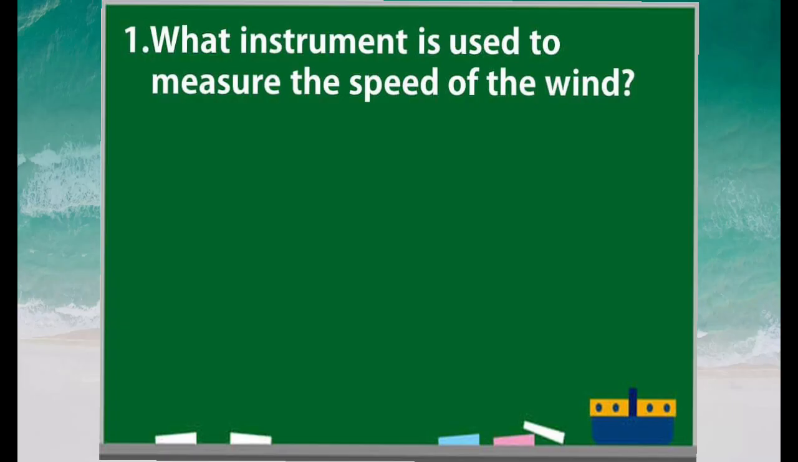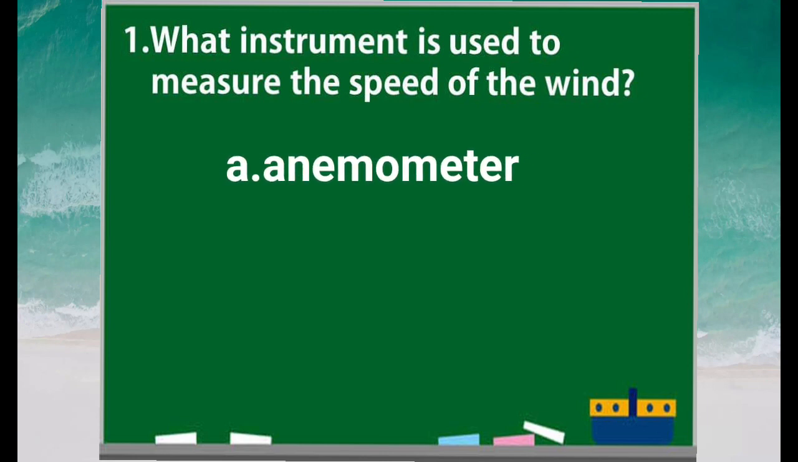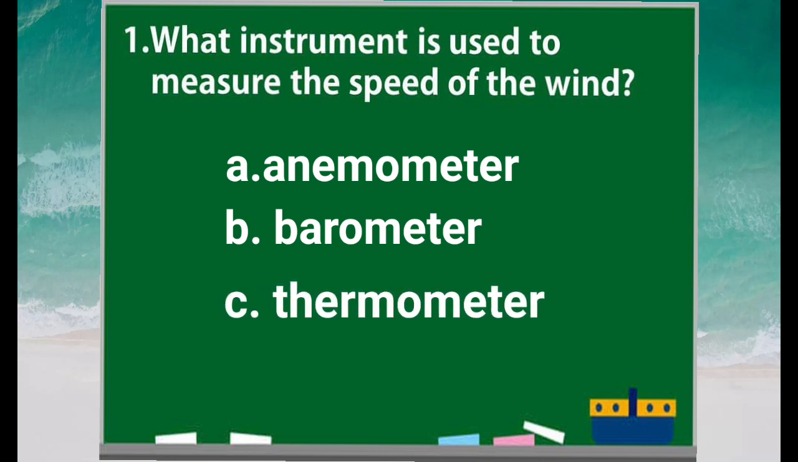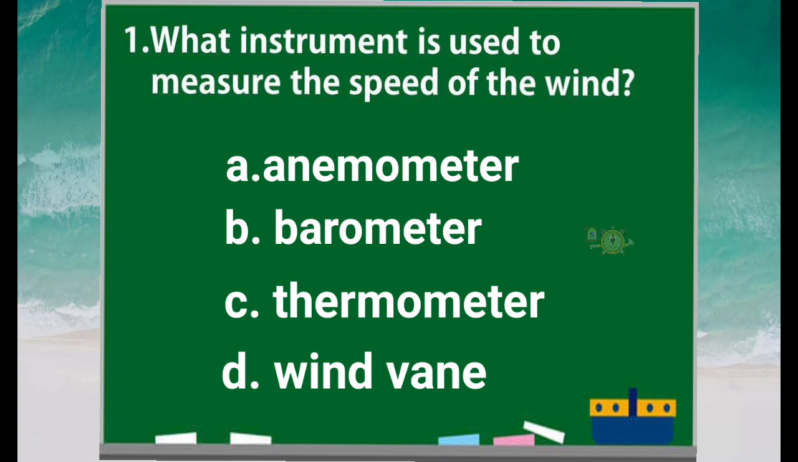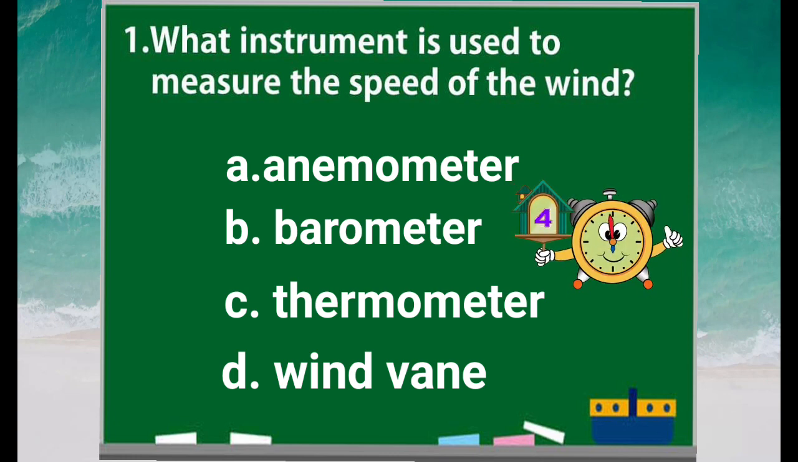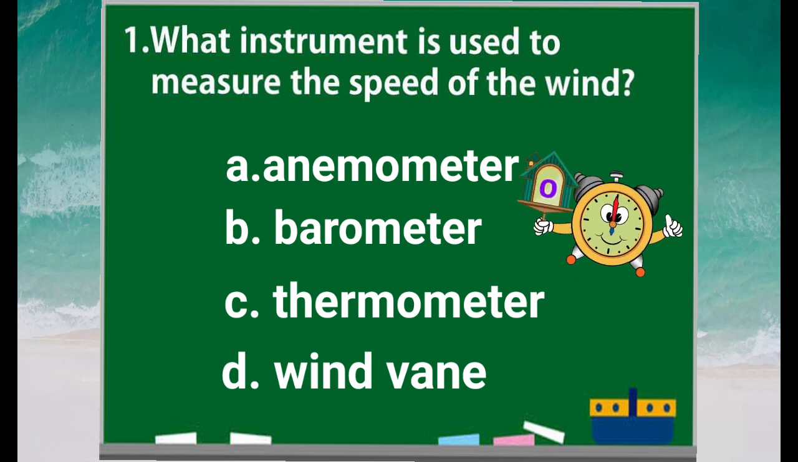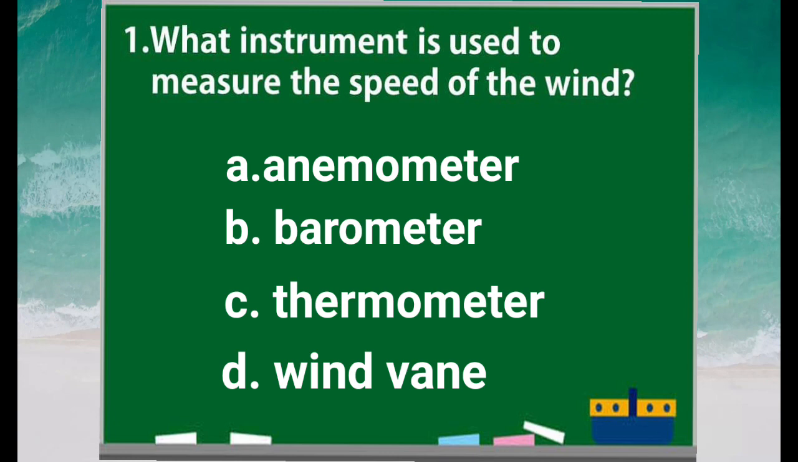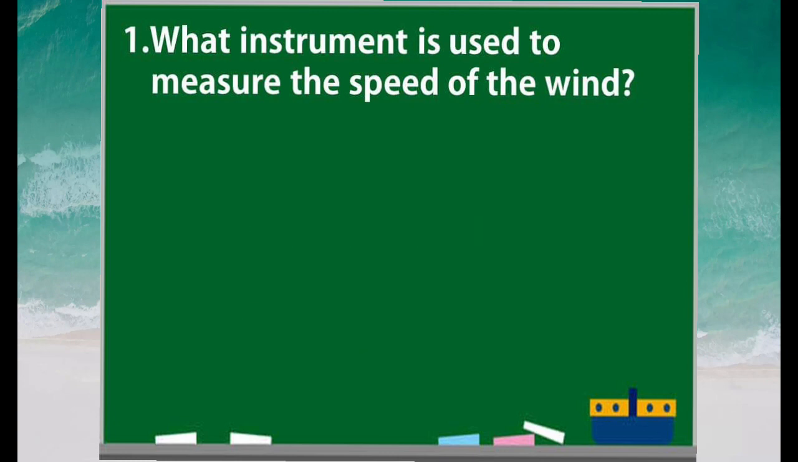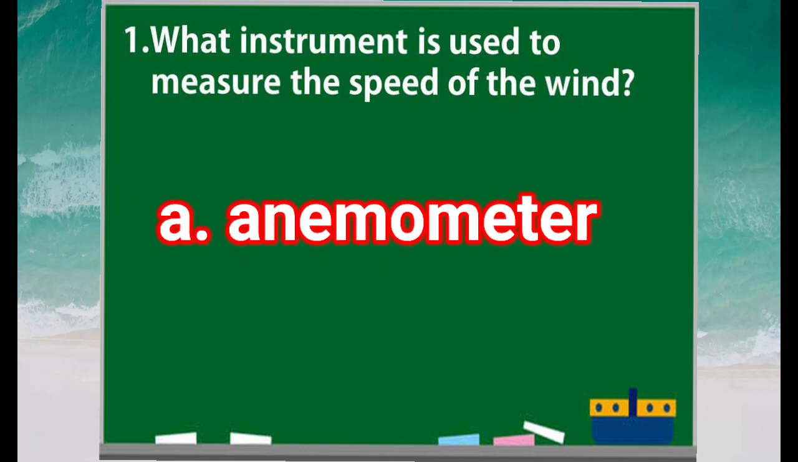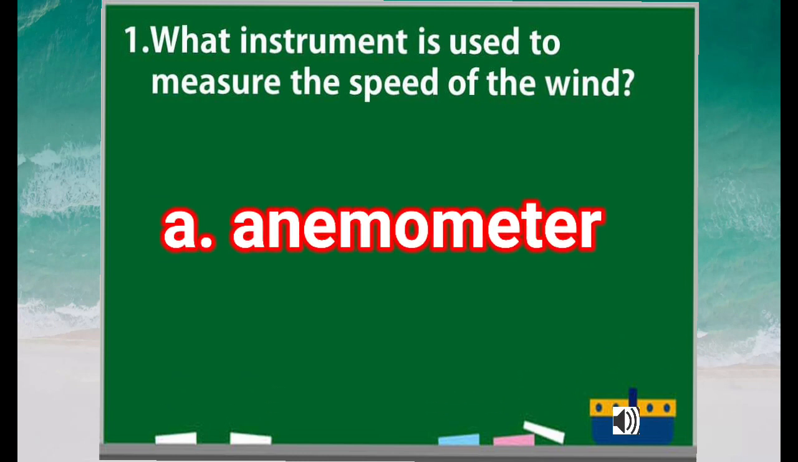Number 1. What instrument is used to measure the speed of the wind? A. Anemometer. B. Barometer. C. Thermometer. D. Wind vane. Timer starts now. Time is up. What is your answer? The correct answer is letter A. Anemometer. Good job!